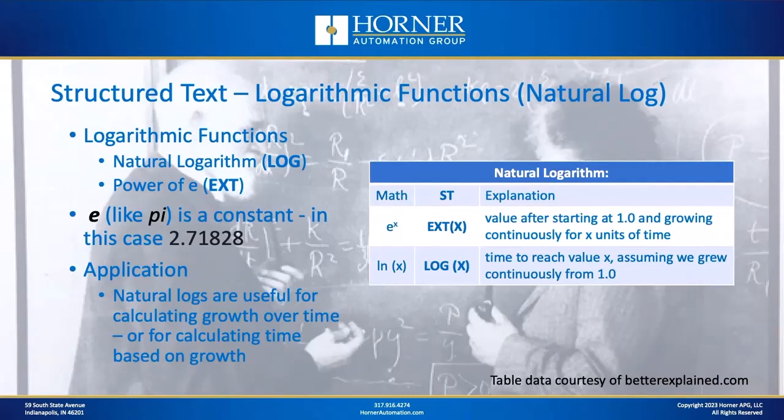Now, if you're going to do an e to the x calculation, what is that all about? Well, the best explanation I found for that is this. When you're calculating e to the x, the result effectively is the value that you would get if you started with a value of 1 and you were growing continuously over x units of time. The result would be e to the x. And the inverse of that: if you know the value you grew to, and you want to figure out how long it took you to get there, if you started from 1, then you can take the natural log calculation.